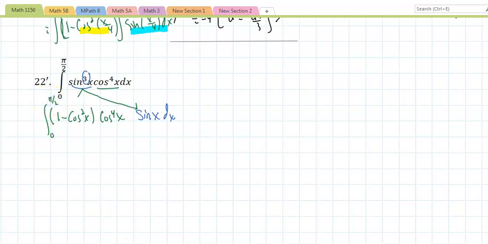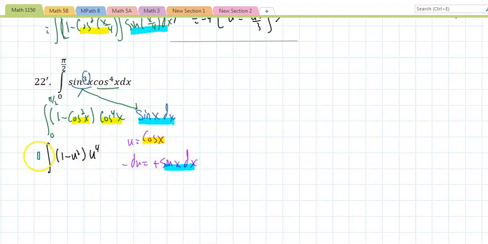And I know how this works. If I let u equal the cosine of x, du will be negative the sine of x dx. Well, a simple price to pay. So if I follow my tradition, this is my u. This is really the integral of 1 minus u squared times u to the 4th. And du is right there, off by a constant. So if I really replace it, it would be a negative du.